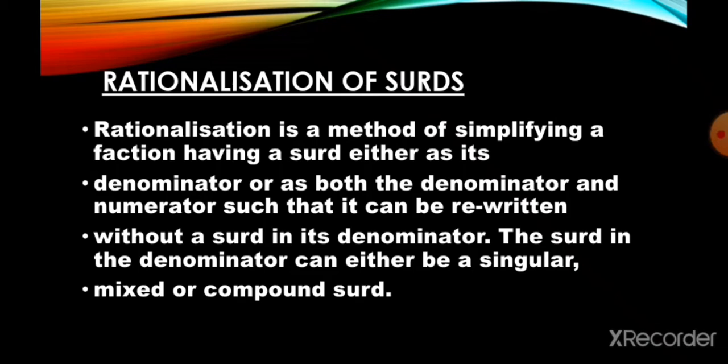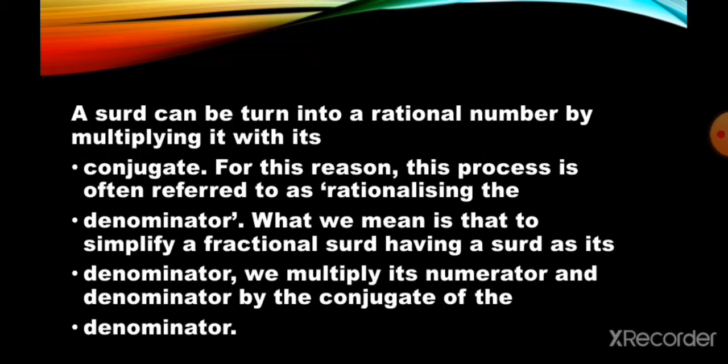Rationalization is a method of simplifying a fraction having a surd either as its denominator or as both the denominator and numerator, such that it can be rewritten without a surd in its denominator. The surd in the denominator can either be a singular surd, a mixed surd, or a compound surd. A surd can be turned into a rational number by multiplying it with its conjugate.